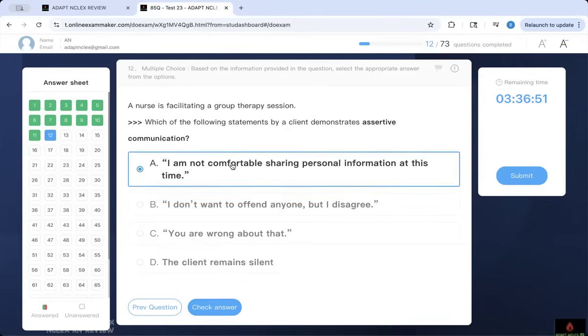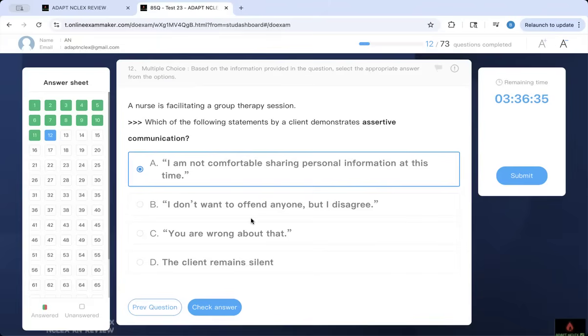The right answer is A. To be assertive means you're telling them how you feel. You don't hold it back, and you're just communicating exactly what it is. I'm not comfortable with what you're doing to me. I'm not going to share my information with you. I don't want to offend anyone.